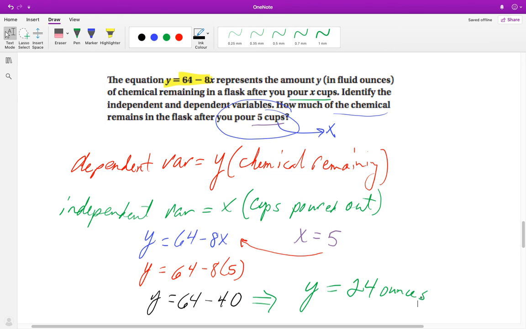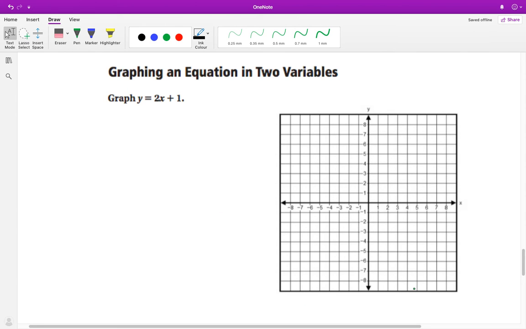All right, there's one other question we're going to go through, which is going to be finally graphing an equation, and then that'll be it for this video. All right, so now we're getting into graphing an equation in two variables. We're going to keep this very, very simple.